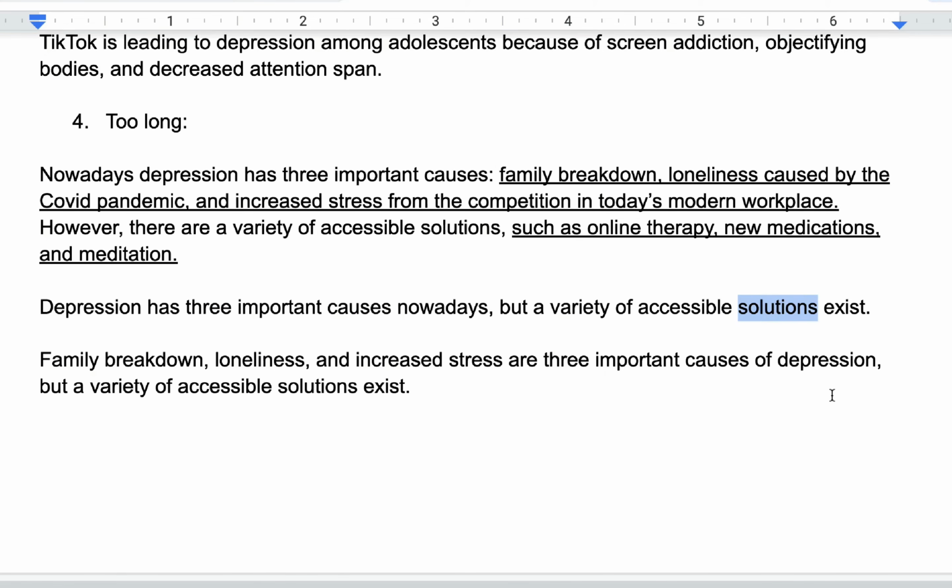This is a more general thesis statement. We don't know what the causes are yet, and we don't know what the solutions are yet, but that's okay because in the essay, we will talk about those. Or if we want to go ahead and give those more information, we could do it like this. Family breakdown, loneliness, and increased stress are 3 important causes of depression, but a variety of accessible solutions exist.